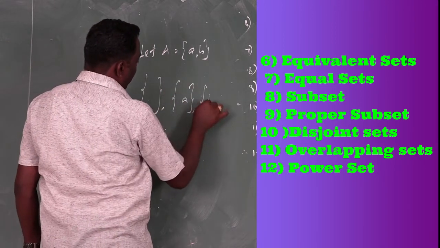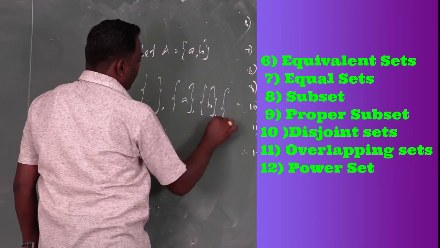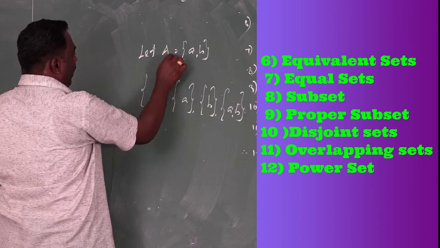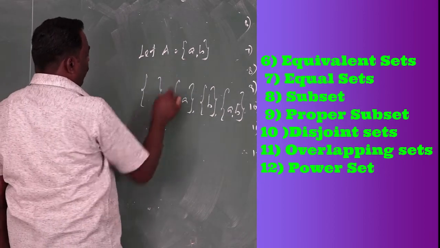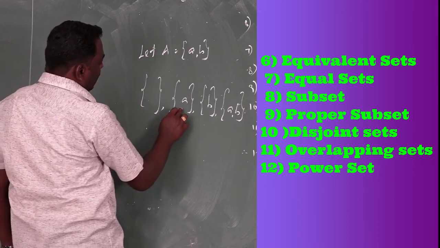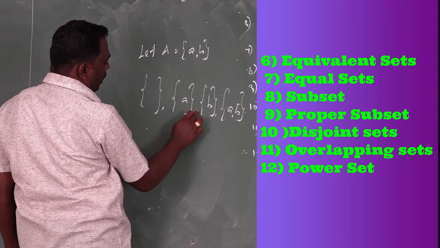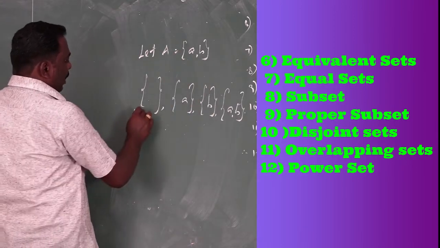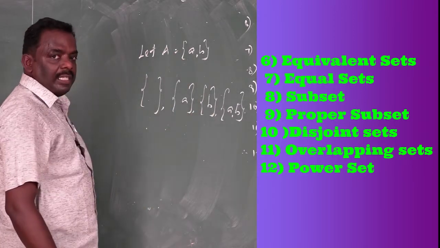Set {b} is another subset. The same set {a, b} is also a subset of capital A, which is equal to {a, b}. The first subset is the empty set. The second is the singleton set {a}. The third is the singleton set {b}. And the same set {a, b}. These are called subsets of set A.